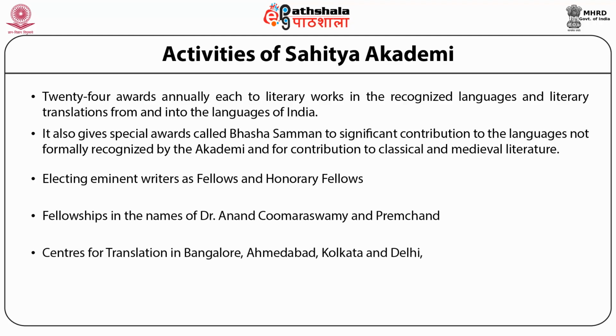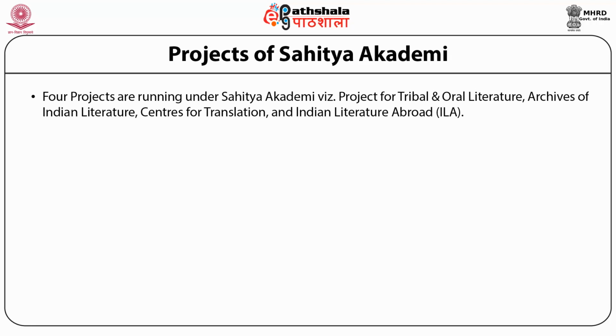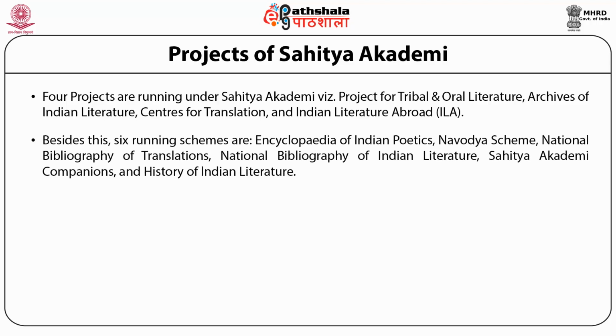Centers for translation in Bangalore, Ahmedabad, Kolkata, and Delhi. Archives of Indian literature in Delhi. There are 4 projects of Sahitya Academy running under this for tribal and oral literature, archives of Indian literature, centers for translation, and Indian literature abroad. Besides this, 6 running schemes are Encyclopedia of Indian Poetics, Navodaya Scheme, National Bibliography of Translations, National Bibliography of Indian Literature, Sahitya Academy Companions, and History of Indian Literature.